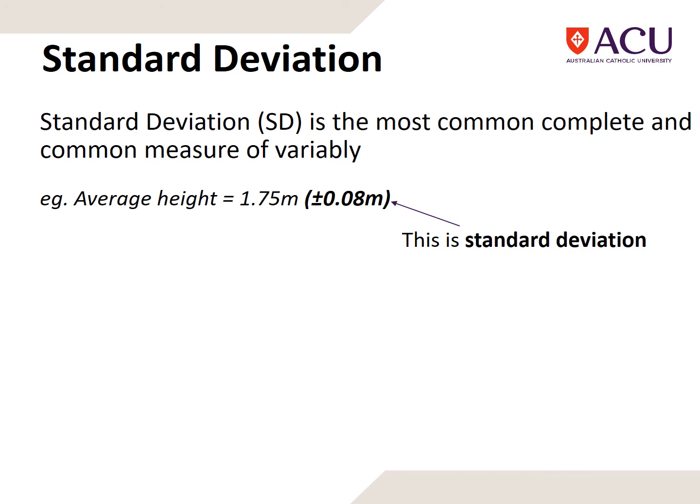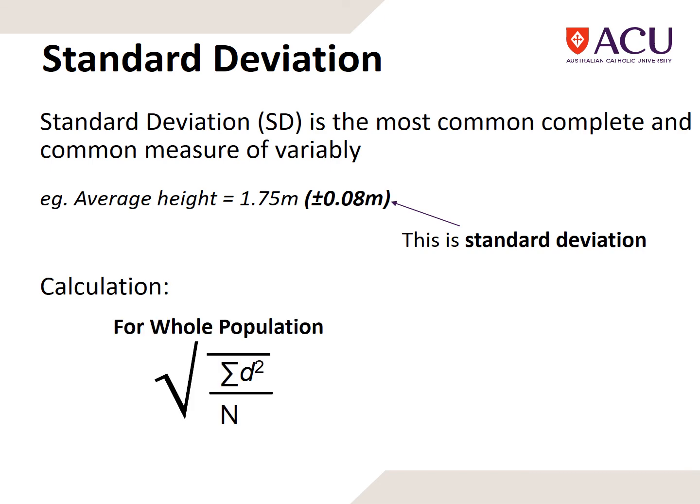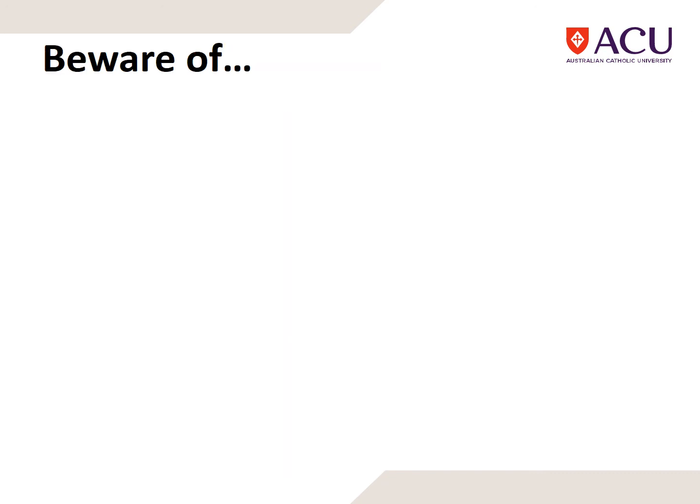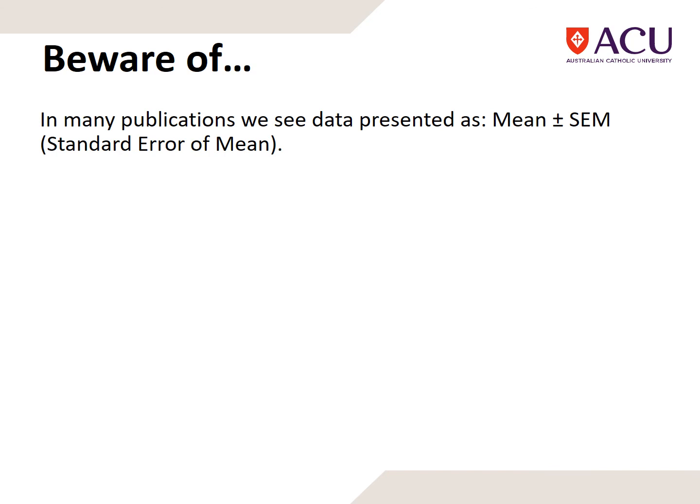Sometimes you might just see it reported as plus or minus, sometimes you might see the abbreviation SD in there, but that's the most common one. And the calculation for the whole population is just using the number underneath, and for a sample of the population it's the variance for the sample, n take 1, and the square root of that. So now we have our 3 most common measures of variability. There are more out there, but one that's worthwhile pointing out to be aware of when you're reading research is the use of standard error of means, or SEM.